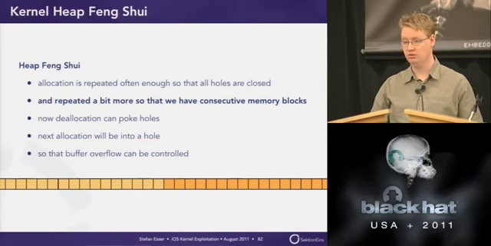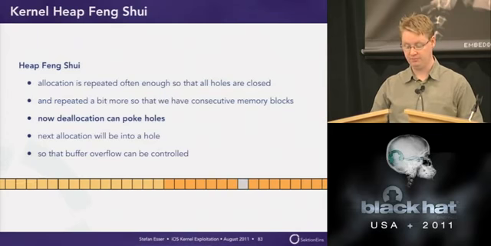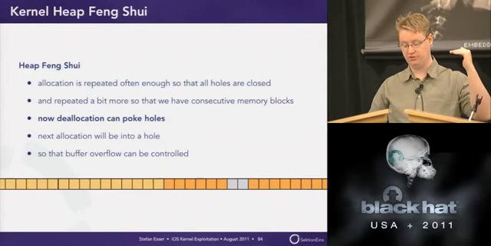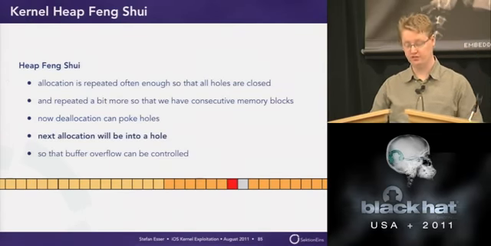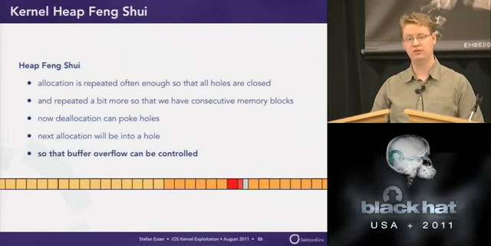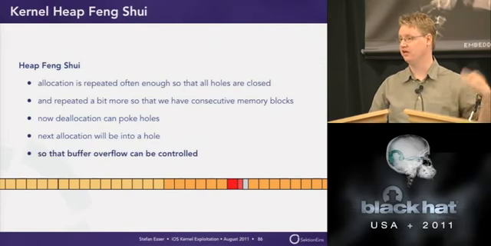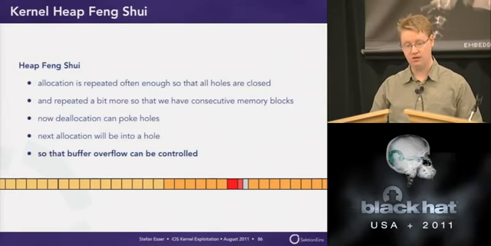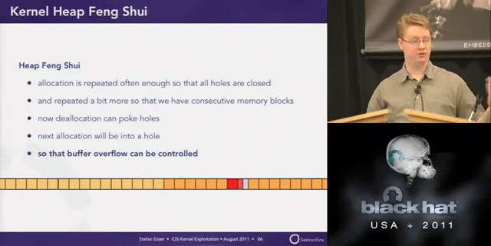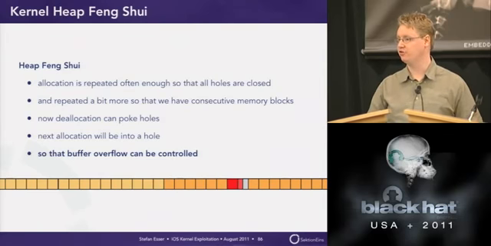And now you can poke a hole by closing one of the sockets, and then you do it again, so that you have a second empty block. And when you allocate something now, the last free block was the top of the free list, so when it's allocated, it gives you this one. And if this overflows now, you overflow the free block, and you can replace the next element in the free list. So this is the normal way you do heap feng shui in the kernel.